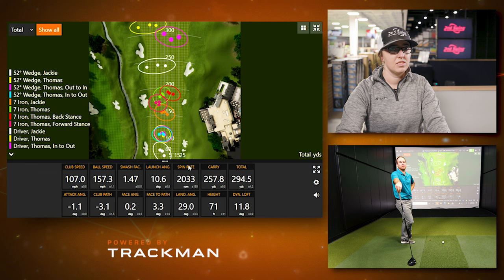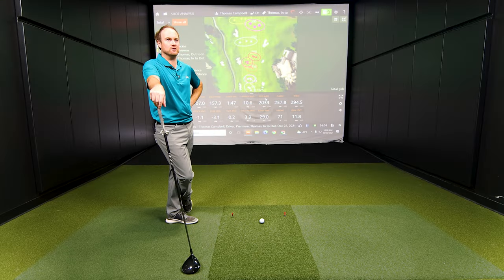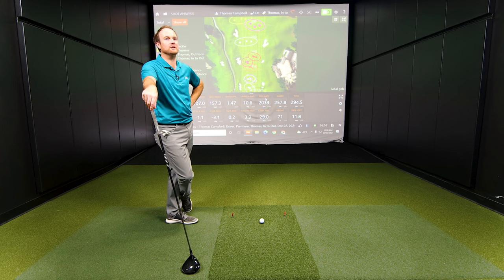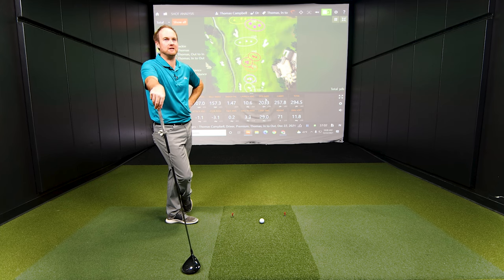So carry distance is important because if it's soft out on the golf course, you want to get your carry distance up with your driver. If you can have a high launch, low spin, high carry, and have it still release out a little bit, that's how you're going to hit the ball far with your driver. And attack angle is the key.